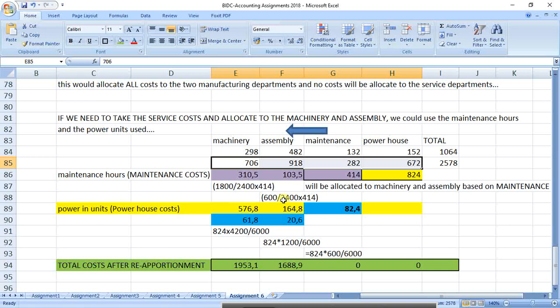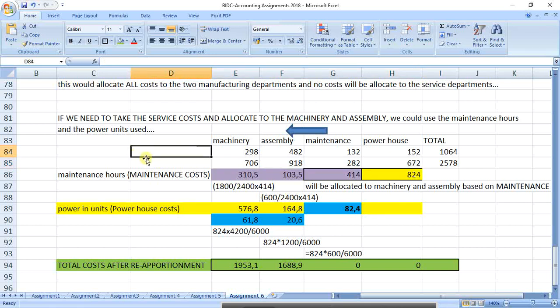Do I need to put any details here? If you want, you can write down what the question gave, which is just indirect material, indirect labor.